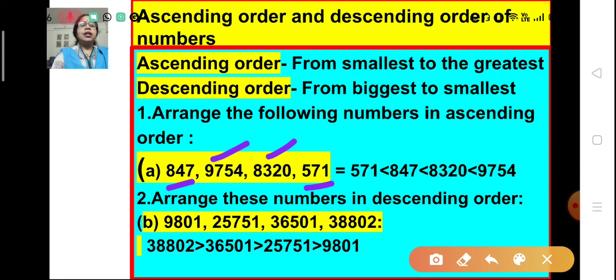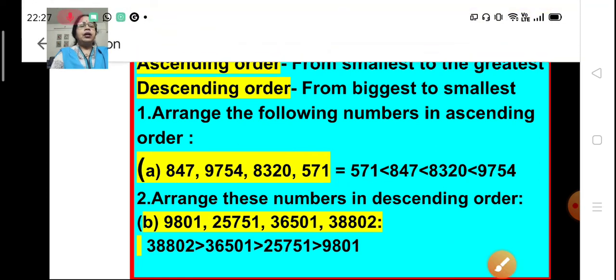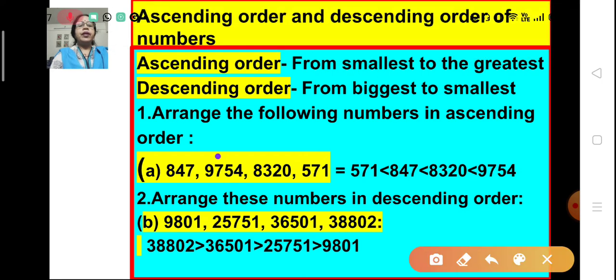847 is greater than 571. So we have mentioned it here. Now we compare the numbers which have 4 digits. Here the digits at the thousands place are compared, and in one of the numbers it is 9 and in another number it is 8. So 9 is greater than 8.